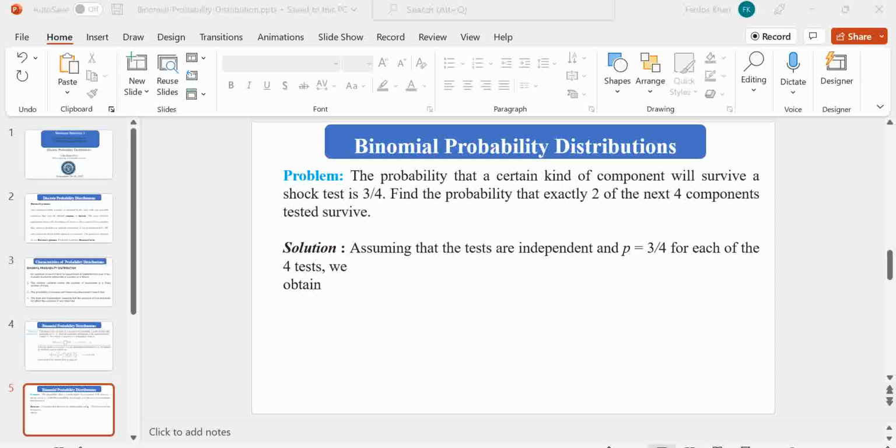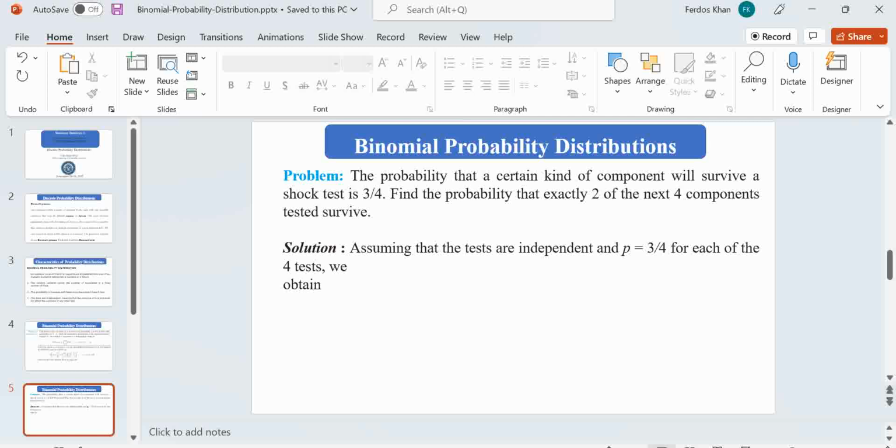Now I have some problems, so I would like to explain and solve these problems by using binomial probability distribution. The first problem is: the probability that a certain kind of component will survive a shock test is 3 by 4. This is the probability. Find the probability that exactly 2 of the next 4 components tested will survive. You need to understand the problem. If you don't understand, you cannot solve the problem. So try to understand the problem.